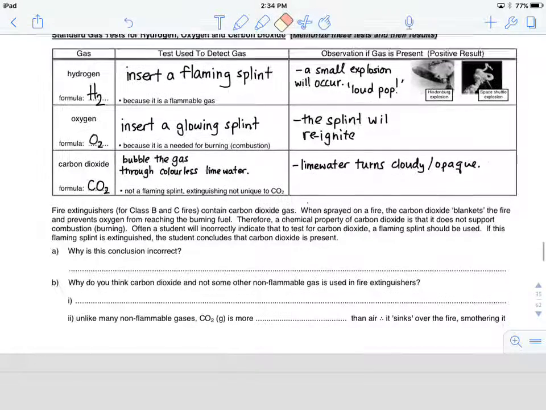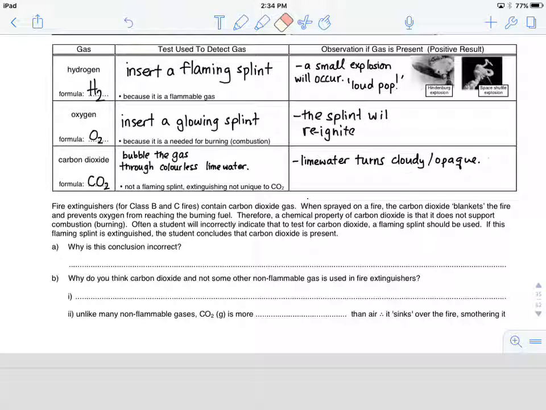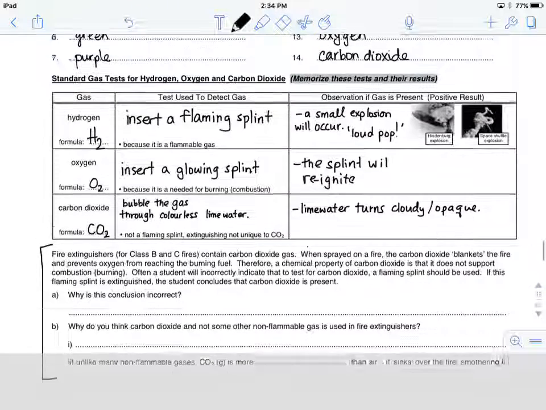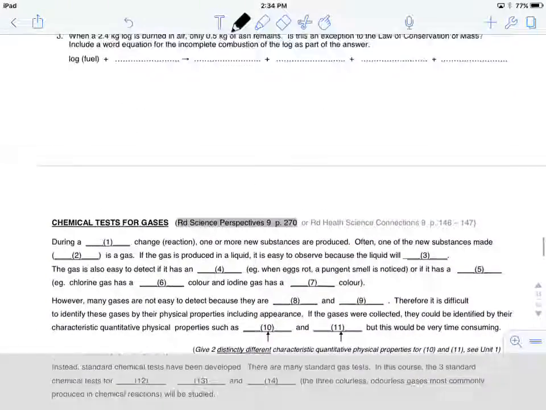All right, so your task now is to read this paragraph and go through and answer these questions. And that'll be kind of the end of this lesson. We're getting ready for our lab on actually using these tests. And I think we're ready to go now. All right.